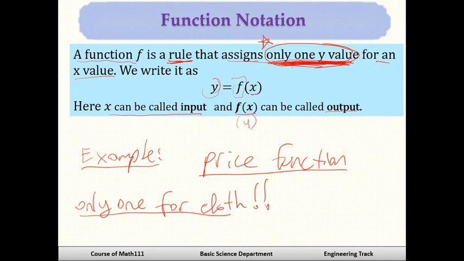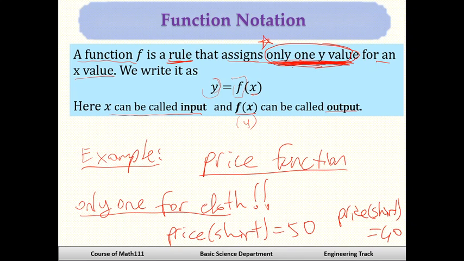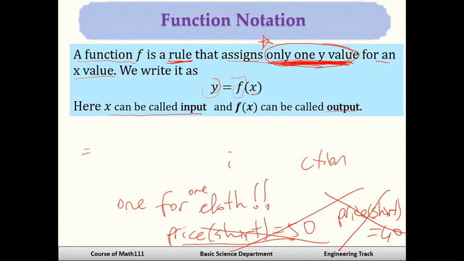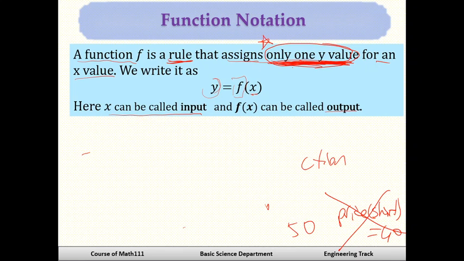What I mean here is this. You don't say the price of the shirt is equal to 50 and also the price of the shirt is equal to some other value. We are talking about the same shirt. So you see, we don't have this. We have one price for each cloth. This is the important property of functions. And in mathematics, you will check whether there are two y values for one x value.